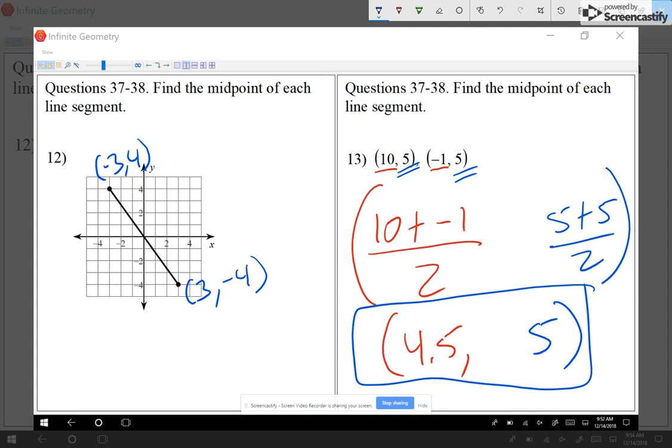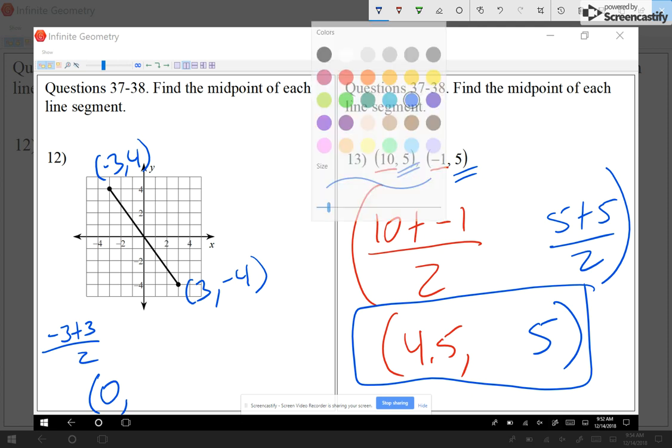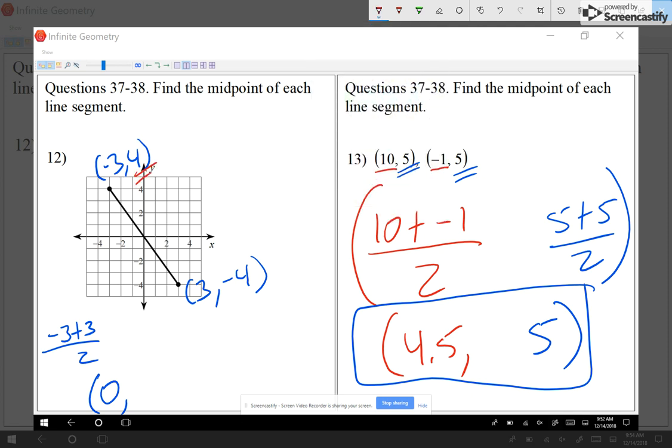For the x value, I'm going to add the x's and divide it by 2. -3 plus 3 is 0. 0 divided by 2. My x value is 0. To get the y, I'm going to add the y's. 4 plus a -4 and divided by 2, which is also 0.